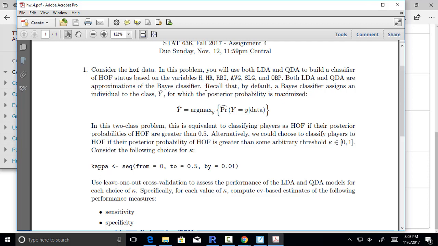So in this case, in the Hall of Fame data, your response variable is yes or no, is a player in the Hall of Fame. And you're going to use the same predictor variables that we've played with in class. Hits, home runs, RBIs, and so on. These 6 predictor variables.